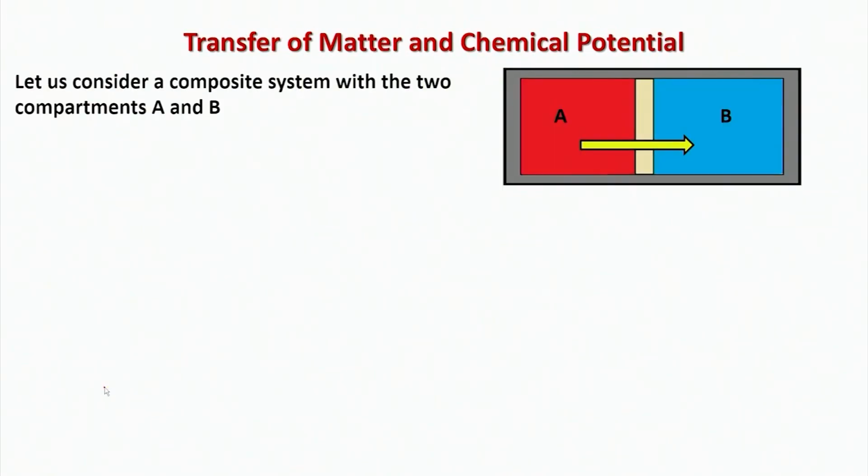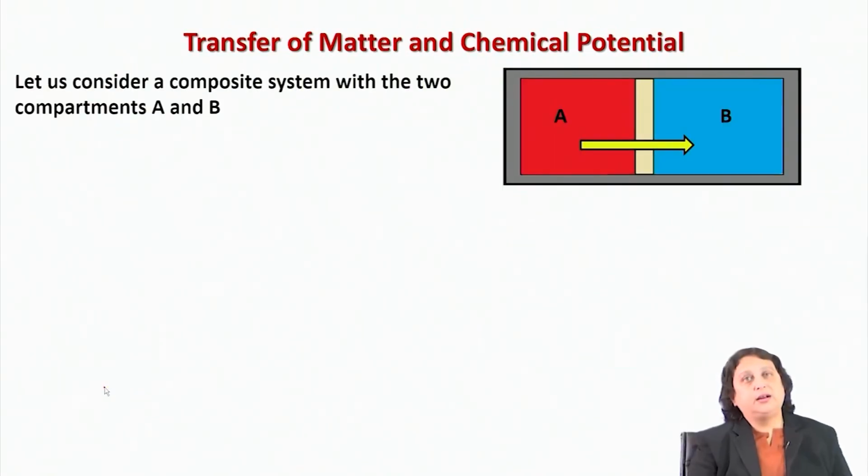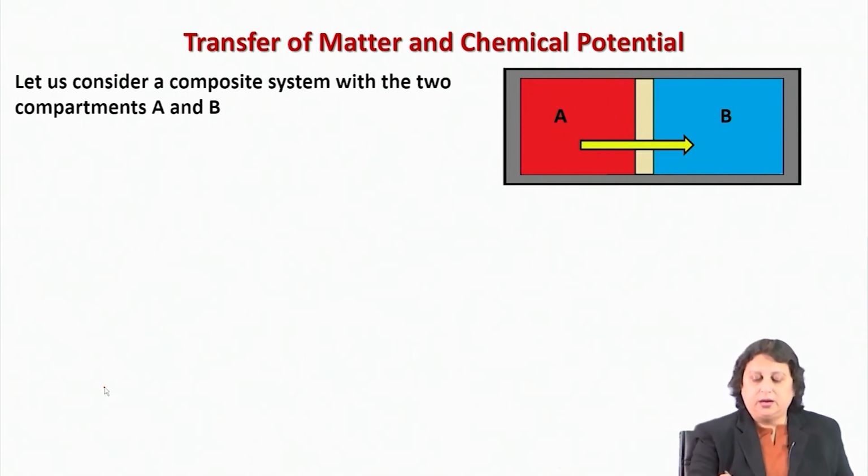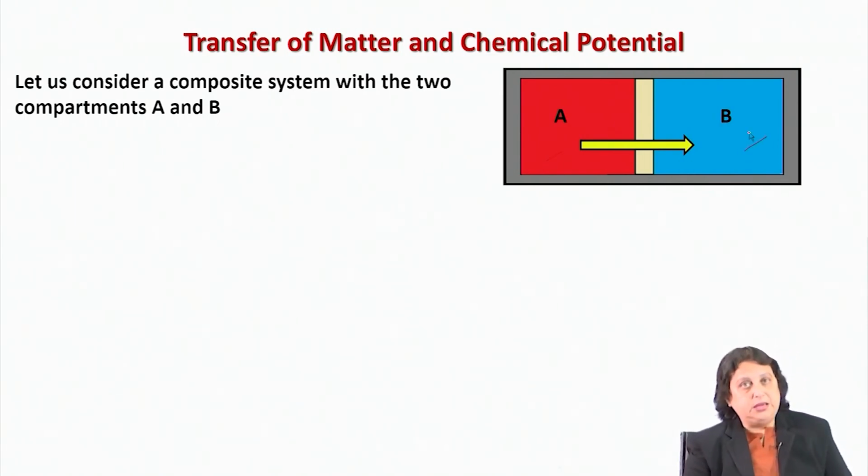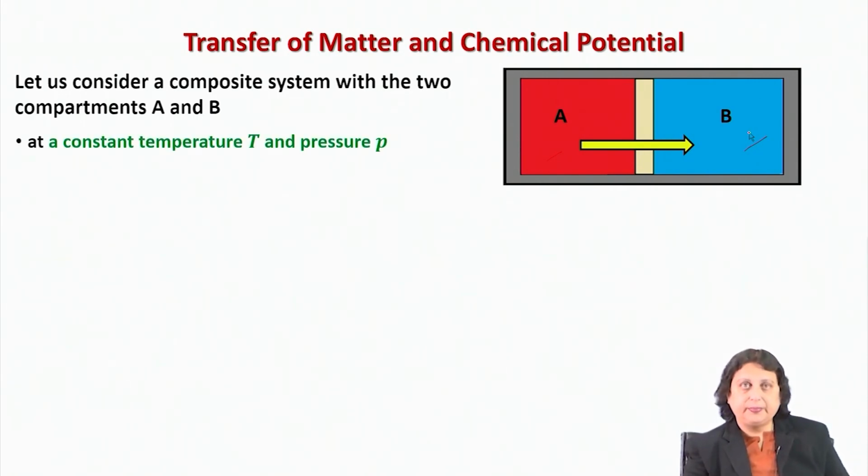Now, if I go ahead and try to understand how to associate this concept of chemical potential to the transfer of matter, this is what we are going to do. Once again, I'm going to take this composite setup where I have a compartment A and a compartment B which can exchange matter between them.